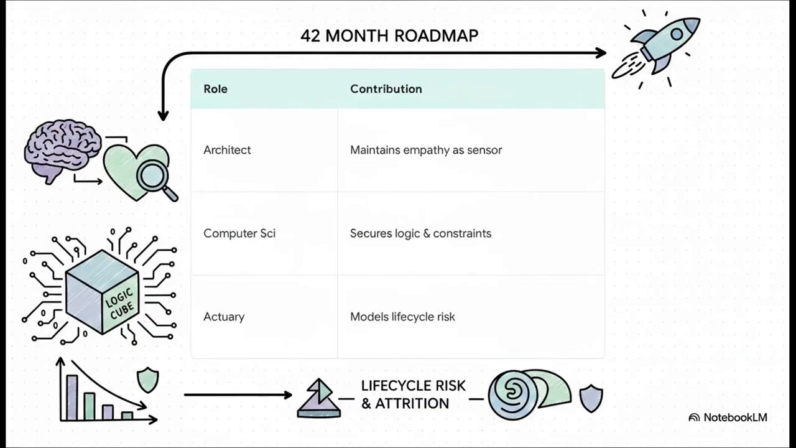And to actually execute a 42-month roadmap like that, you need a highly specific team dynamic. The founding architecture here is perfectly tripartite. You have the conceptual architect maintaining the underlying philosophy, keeping empathy locked in as that forensic sensor. You have the computer scientist securing the computational logic and the brutal geometric constraints of the logic cube. And finally, the actuarial scientist modeling the actual deployment risk and attrition with real statistical rigor. It's a precise, balanced combination of disciplines making this happen.